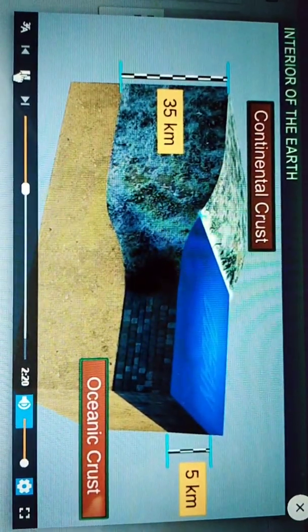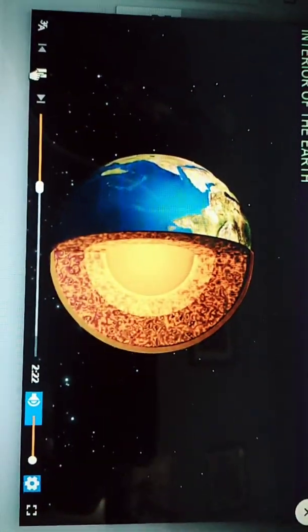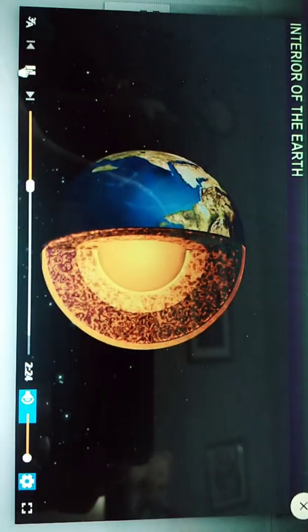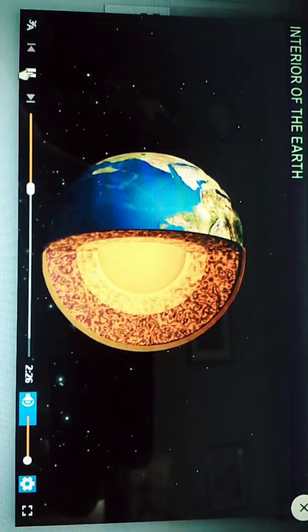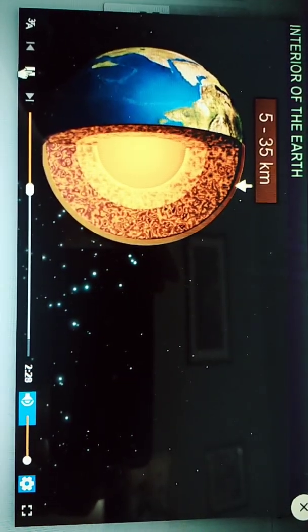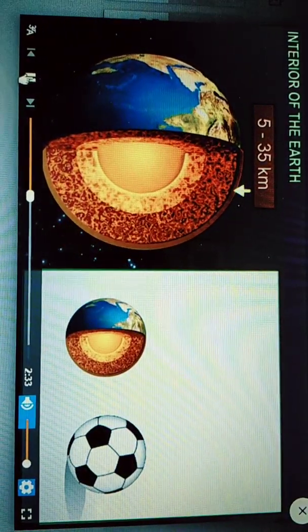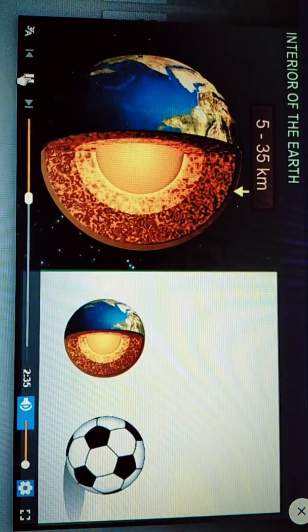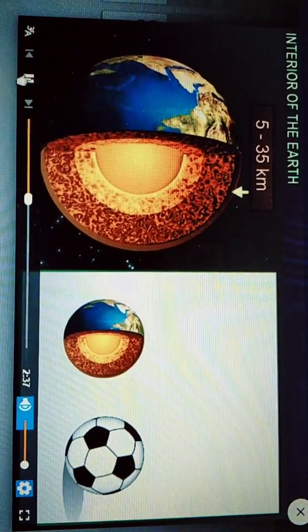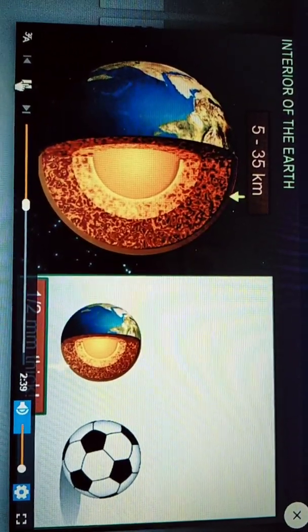However, considering the Earth's size, the crust is quite thin. Suppose the Earth was scaled down to the size of a football. Can you guess how thick the crust would be? It would be about half a millimeter thick.